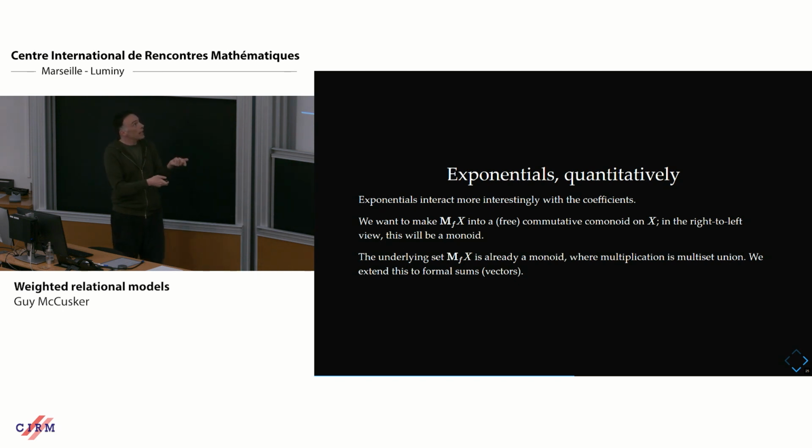So we want to make the finite multisets over X into a free commutative comonoid on X. In the right to left direction, that's just saying I want to make it into a monoid. So the underlying set already carries a monoid structure, right? It is the free commutative monoid on X. And what we're going to do is extend this monoid structure to the formal sums. And again, it will be done in the only way that makes any kind of natural sense.